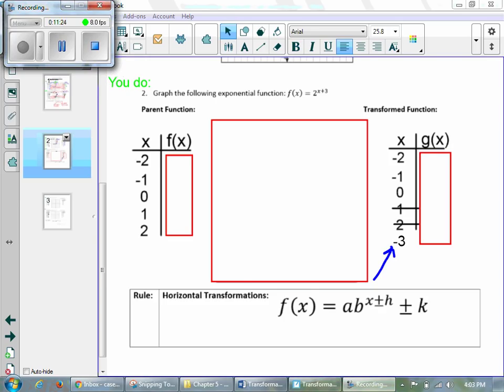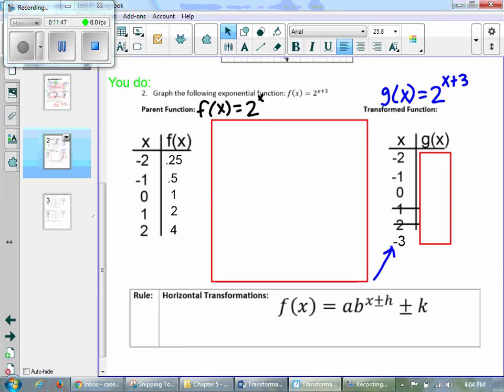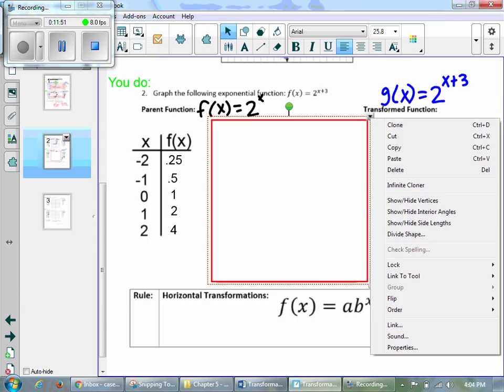Welcome back. If you got this correct, these are what your y values will be for the parent function. Keep in mind the parent function is f of x equals 2 to the power of x. Do not include the plus 3. Your transformed function is g of x equals 2 to the power of x plus 3. Here are the tables and the graph.